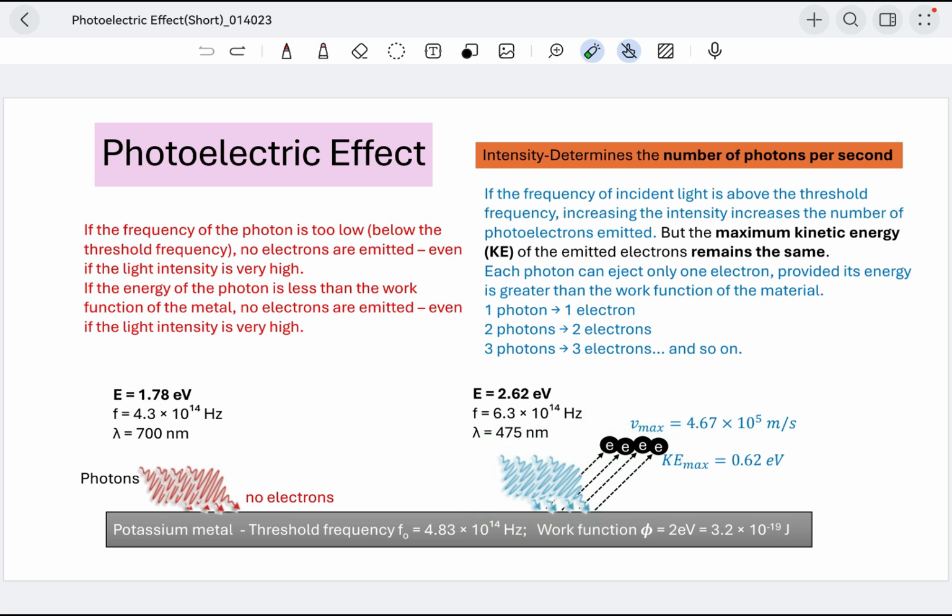If the frequency is above the threshold frequency, then one photon can eject 1 electron, 2 photons can eject 2 electrons, 3 photons can eject 3 electrons, like this. But the maximum kinetic energy of the emitted electrons remains the same, all have the same kinetic energy. So increasing intensity will increase the number of photoelectrons, that's it. It will not increase the kinetic energy.